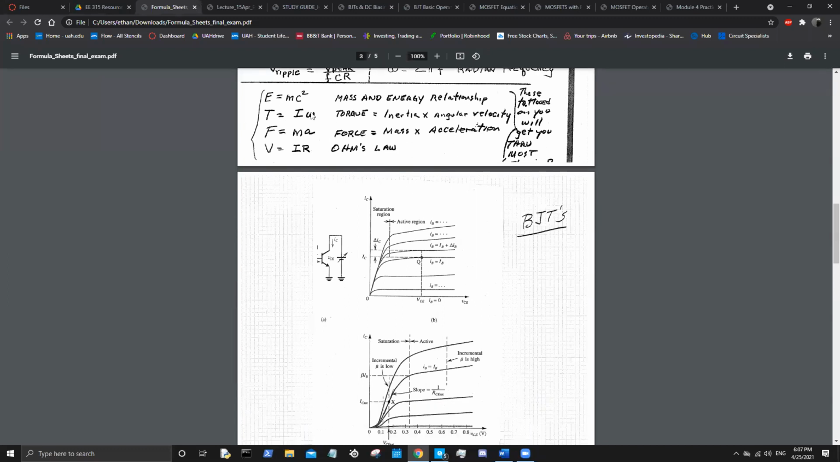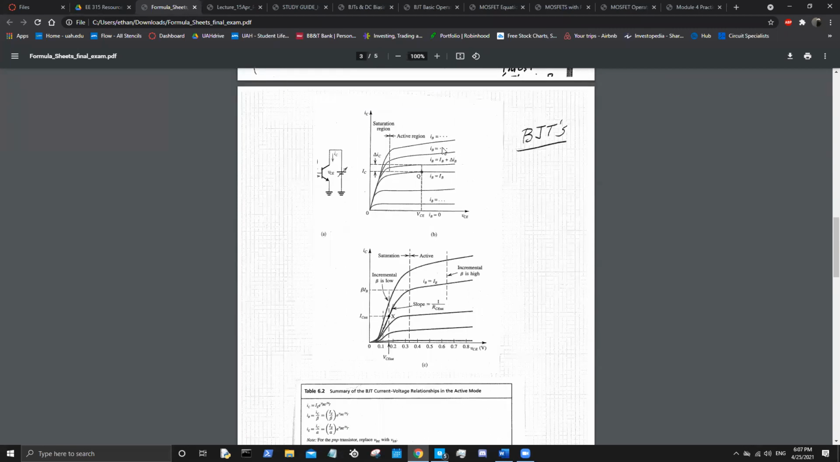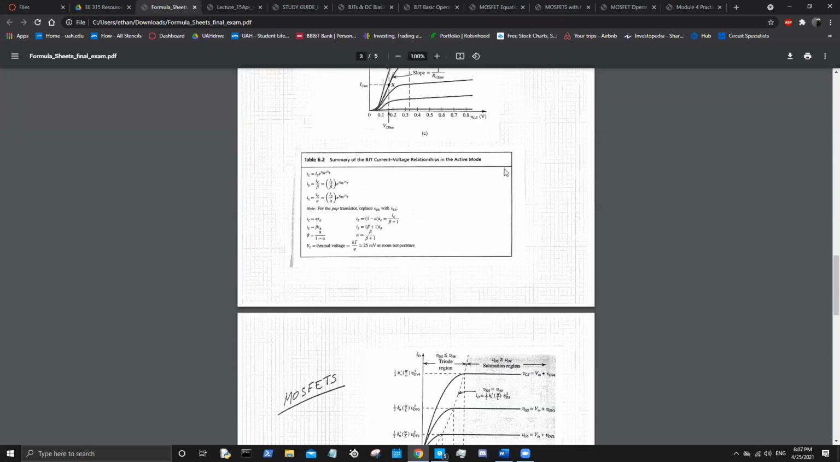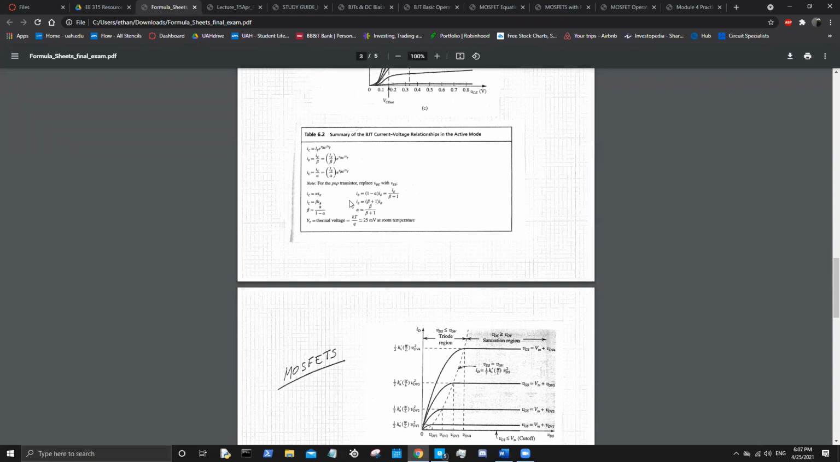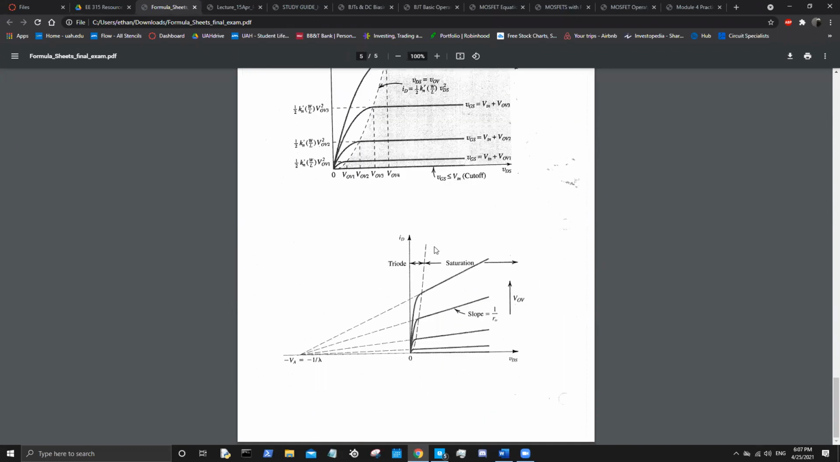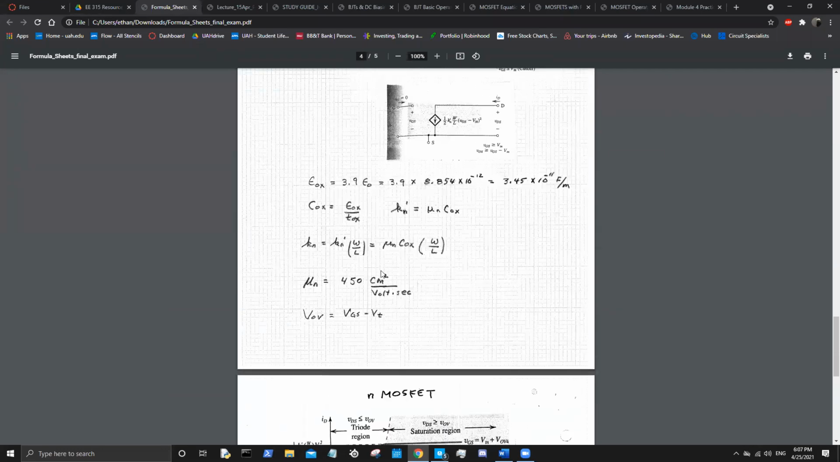For this stuff, ironically, F equals MA, torque. I like that that's here. I don't think we use any of these except V equals IR. Yeah, we have BJT graphs and formulas to go along with these, and then we have MOSFET graphs and formulas to go along with just graphs and some formulas.